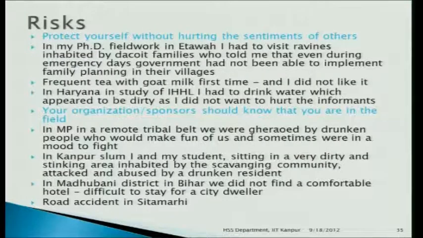Now, there are risks. I must identify on the basis of my field work and my experiences that first of all, when you go for the field work, protect yourself without hurting the sentiments of others.